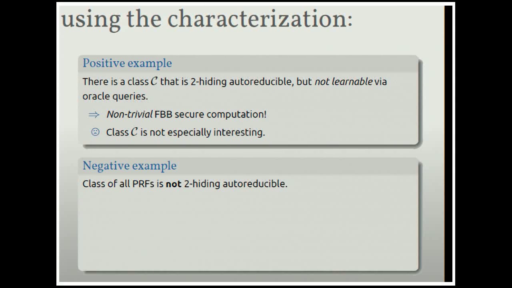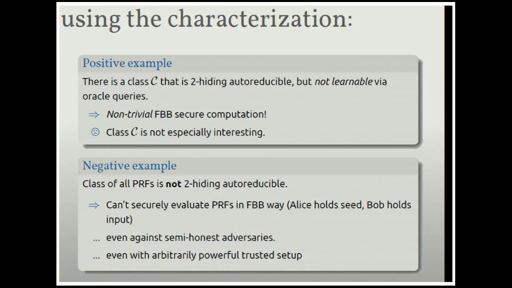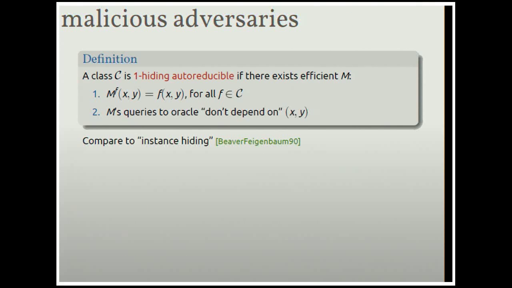As a negative example, we'd like to do this for all functionalities, like a universal Turing machine compiler that somehow doesn't use the code of the Turing machine. That's not possible. In particular, you can't do this even with the class of pseudorandom functions. Think of Alice having the seed and Bob having the input. And because it's a negative example, it holds even against semi-honest adversaries. Even if you have oblivious transfer, you can't do this. I'm out of time.